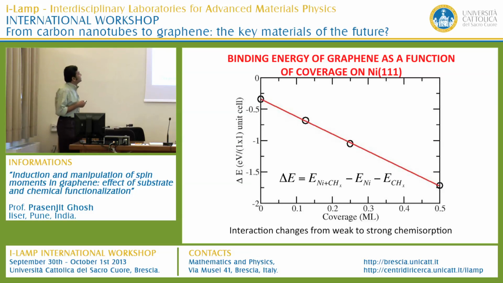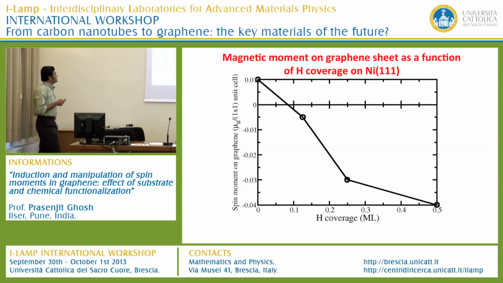So this gives you the binding energy of the graphene as a function of hydrogen coverage on nickel. And we see that from the limit where there is no hydrogen to the saturation coverage, the interaction between the hydrogenated graphene sheet and nickel goes from a weak chemisorption to a very strong chemisorption. And the magnetic moment also changes. There is a change in the sign of the magnetic moment on the graphene sheet. So it changes from positive to negative. So basically what we've achieved is, by quenching the magnetic moments on the FCC carbon atoms by varying the hydrogen coverage, one can tune the net magnetic moment on the graphene sheet.